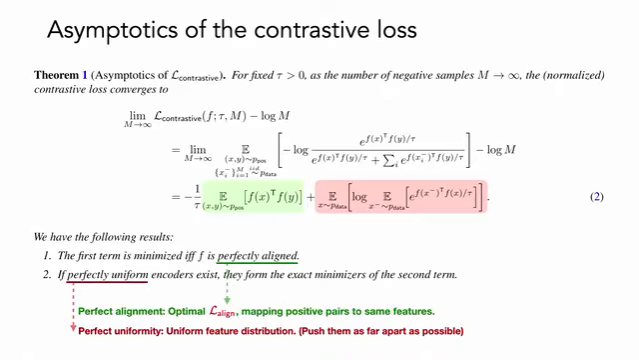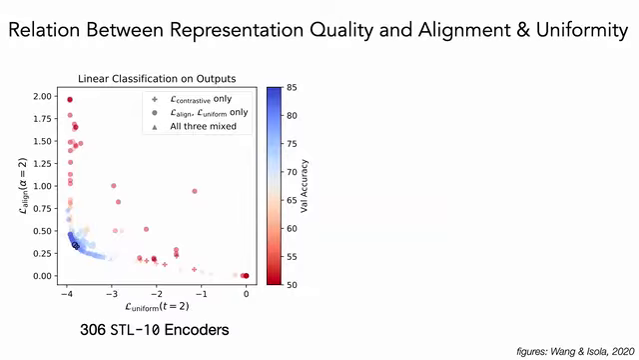And now these are actually measurable quantities, right? So now you can actually look at representation quality as defined by alignment versus uniformity and look at how accurate, for example, prediction is on a validation set.